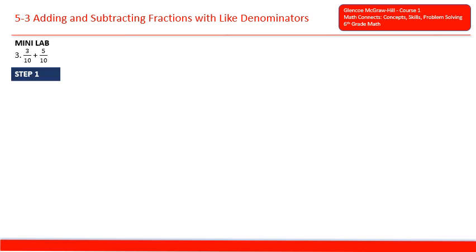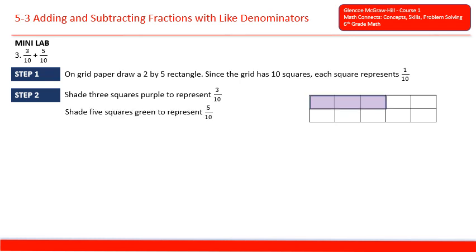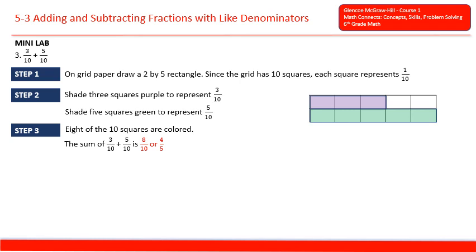3/10 plus 5/10. We're going to draw a 2x5 rectangle, and since that grid has 10 squares, each square represents 1/10. So we'll shade 3 squares purple to represent 3/10, and we will shade 5 squares green to represent 5/10. 8 of the 10 squares are colored. So 3/10 plus 5/10 is 8/10, and because we have a common factor of 2, we can simplify 8 to 4 and 10 to 5. We get 4/5.